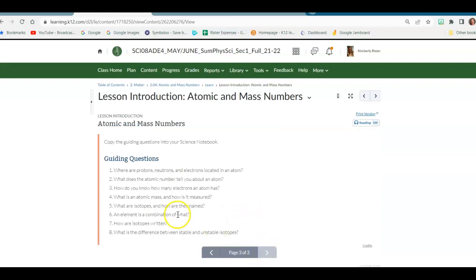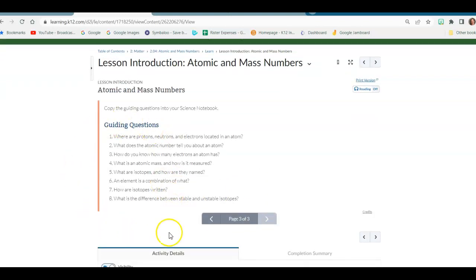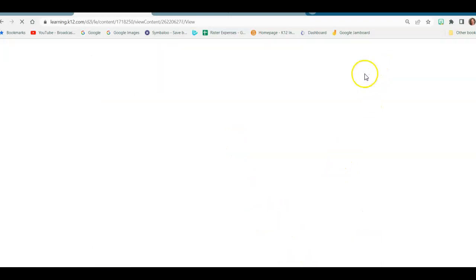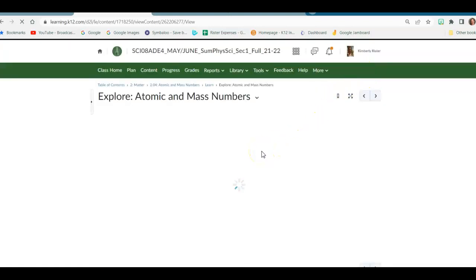So as we jump into the lesson again, here's the guiding questions. The first one we're looking for are where are protons, neutrons, and electrons located in an atom? And this is a review. If you watched the recording or if you remember from 2.03, we covered where those were. So that will be a really quick and easy question to answer. But it will pop up at the beginning of the lesson.